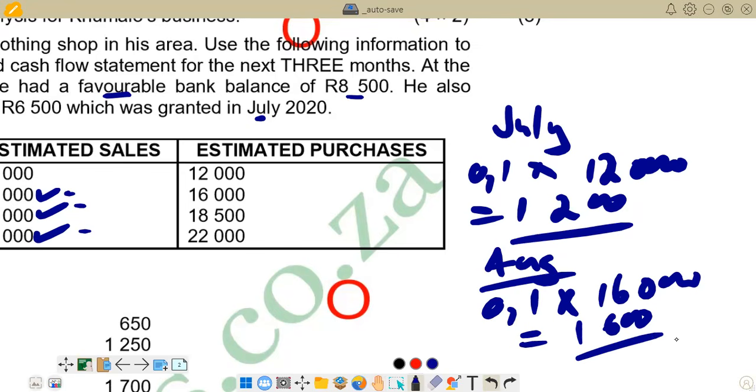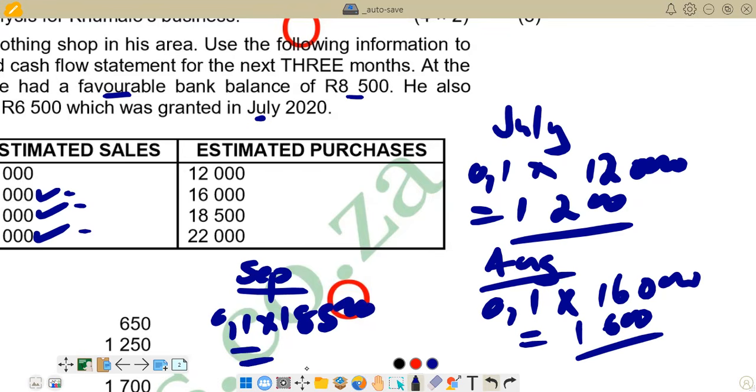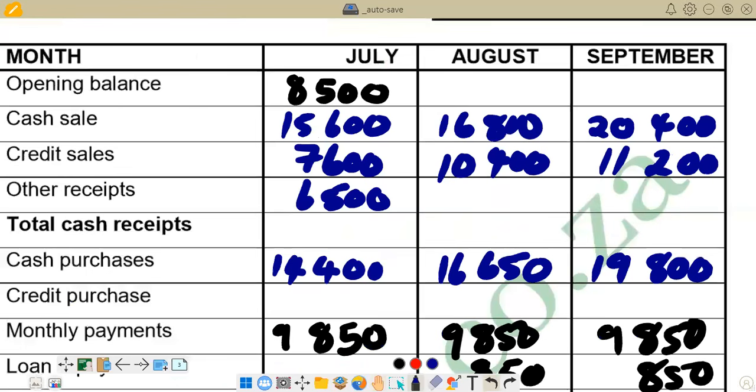Then lastly we have September now. For September we are saying 0.1 again, and we are going to use the figure for August, which is 18,500. Then obviously we are going to get 1,850 there. So these are the figures that we have: 1,200, 1,600, and 1,850. So we are going to put those as our credit purchases.